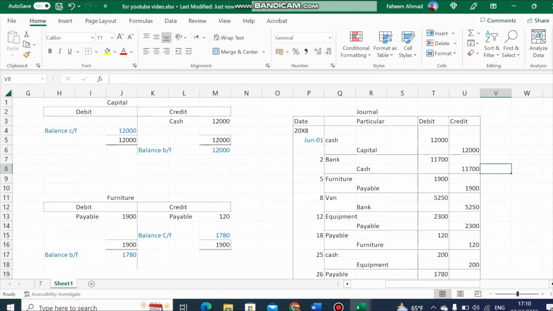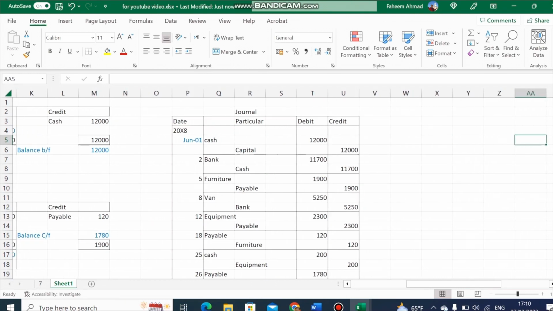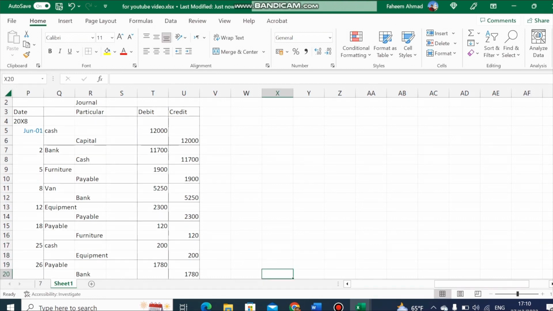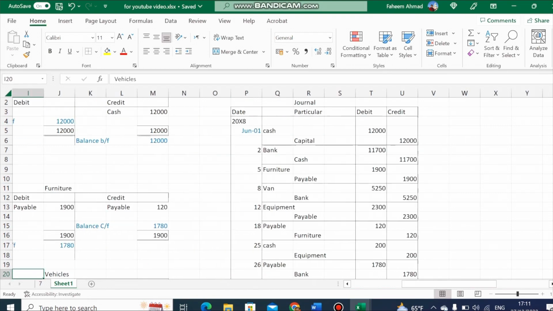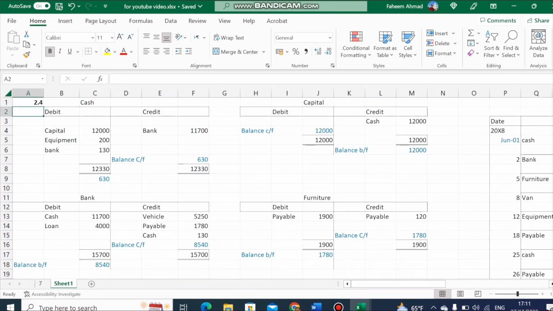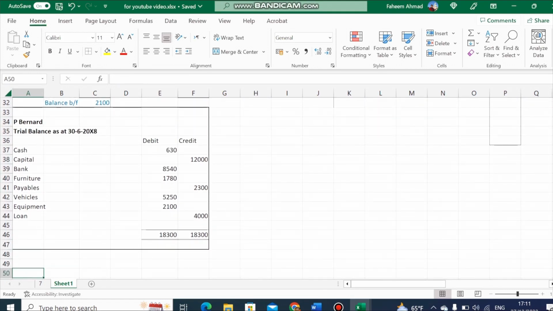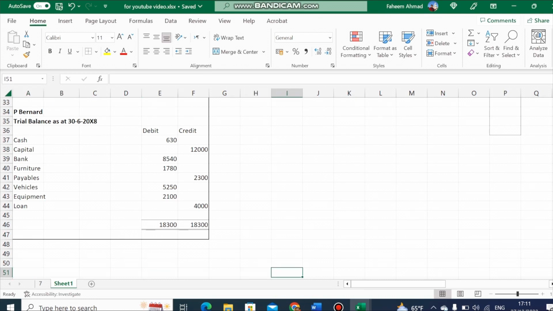As part of homework, you can try to prepare these T accounts by yourself without looking at solution. Just have this journal in front of you and try to prepare T accounts by yourself, post entries, balance them off, and try to prepare the initial trial balance. Once you are done with that, then you can match your answers with here. And you can see I have already prepared its trial balance. So give it a try.